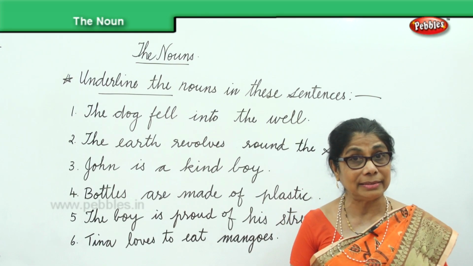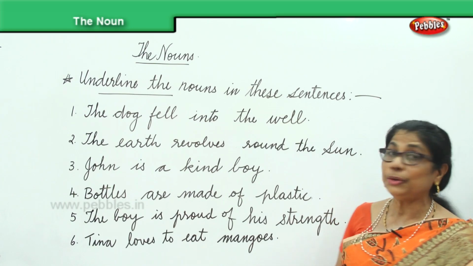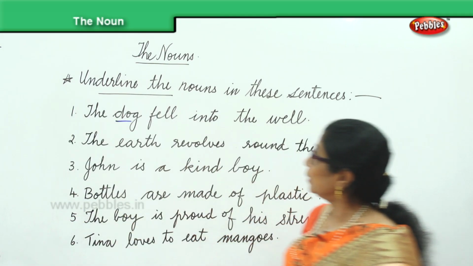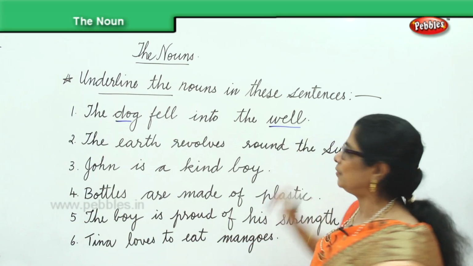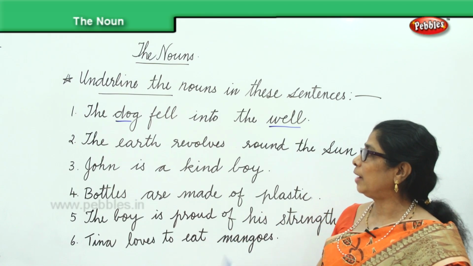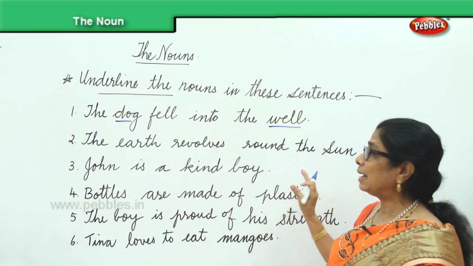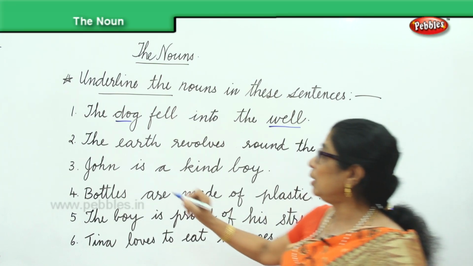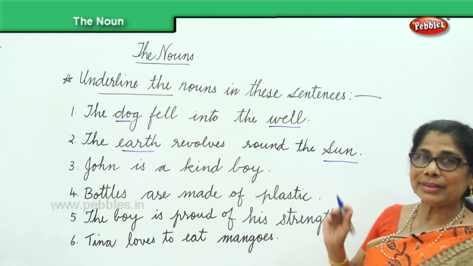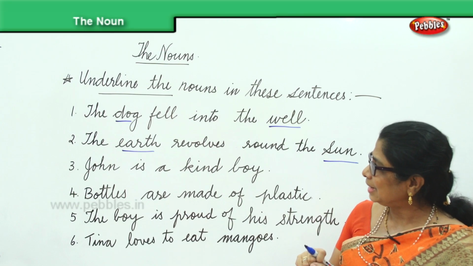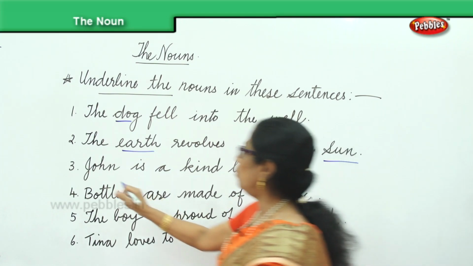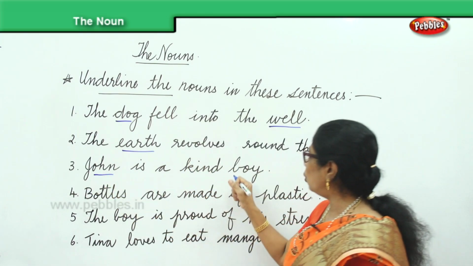Let's look at the first sentence. The dog fell into the well. So where is the noun? The dog is a noun. Then well is a noun. That's very good. Dog, well, both are nouns. Second sentence we have, the earth revolves around the sun. Where is the noun? Earth, very good. And the sun. So we have earth and the sun. In the third sentence we have, John is a kind boy. John is a noun, good. Then we have boy is a noun.